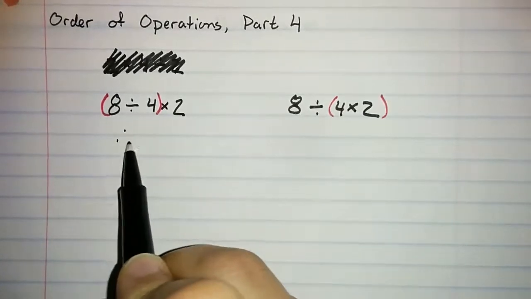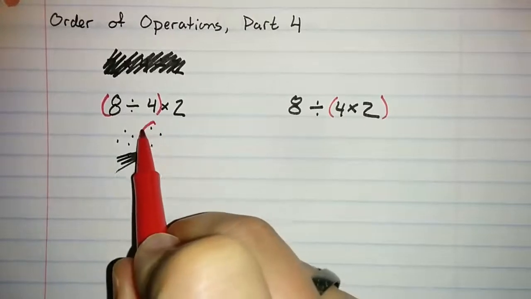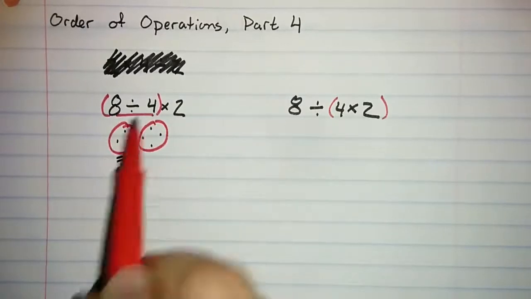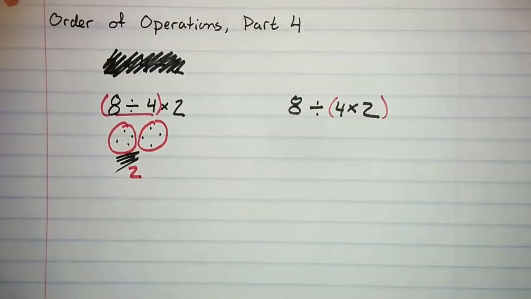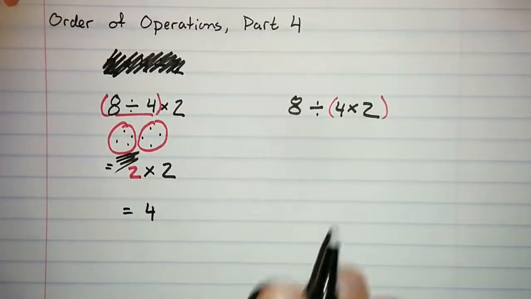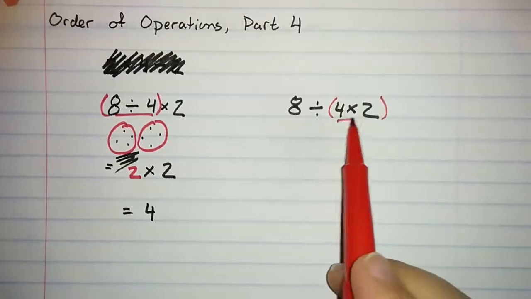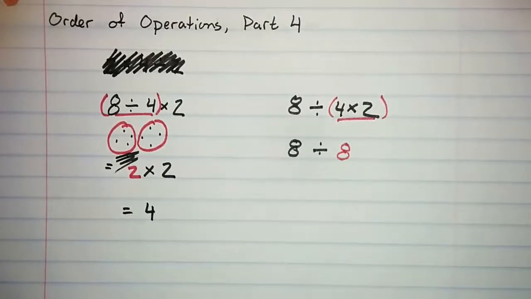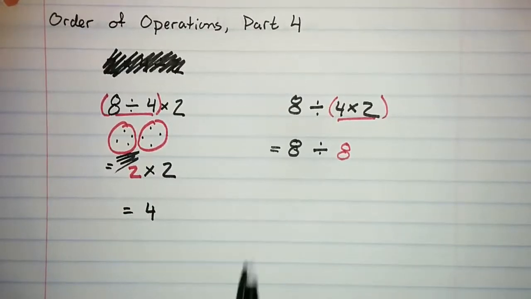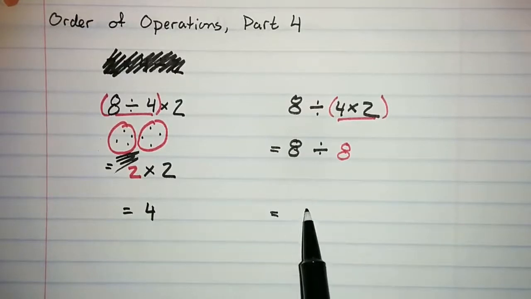8 divided by 4, I've got 8 things, and I make one group of 4, two groups of 4. So this works out to 2. So now I have 2 times 2. 2 times 2, we know, is 4. What if we do this way? Well, 4 times 2, we know this is 8. And just by thinking about the properties that we just learned, or by thinking about the picture, we see that 8 divided by 8 is going to be 1. And of course 4 is different than 1, so the order definitely matters.